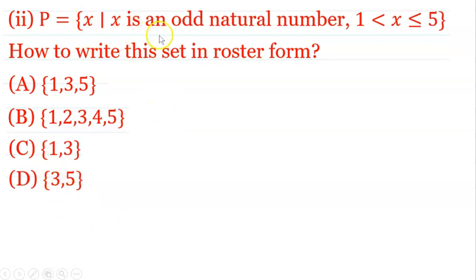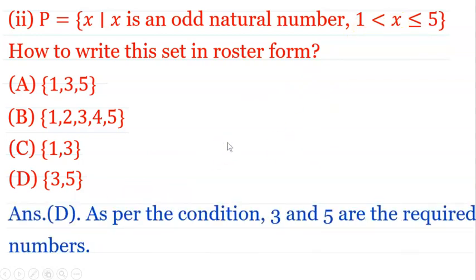Now, x is such that x is an odd natural number. We need an odd natural number, and x must be greater than 1 and less than or equal to 5. Therefore, the odd numbers greater than 1 and less than or equal to 5 are only 3 and 5. We will not take 1, since x is greater than 1. Therefore, option D is the correct one. As per the condition, 3 and 5 are the required numbers.